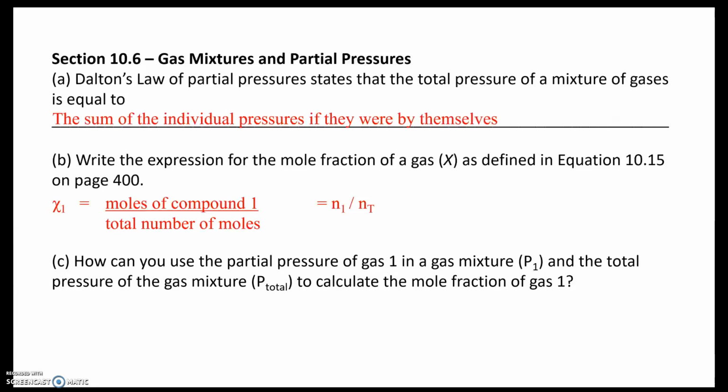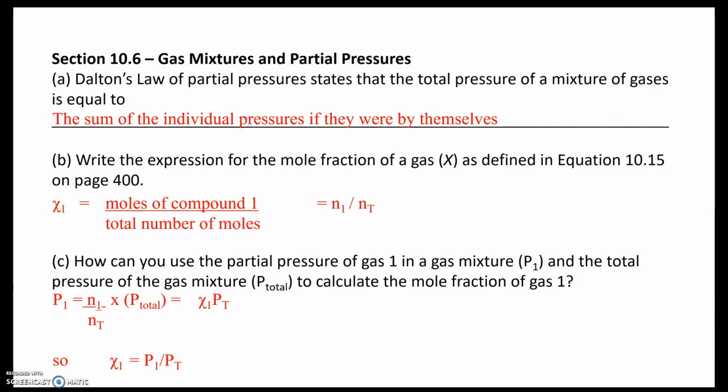So how can you use the partial pressure of gas 1 in a gas mixture and the total pressure of the gas mixture to calculate the mole fraction? Okay, so I know that P1 is equal to the mole fraction, or N1 over N total, times the total pressure. Well, N1 over N total, that's just chi 1.